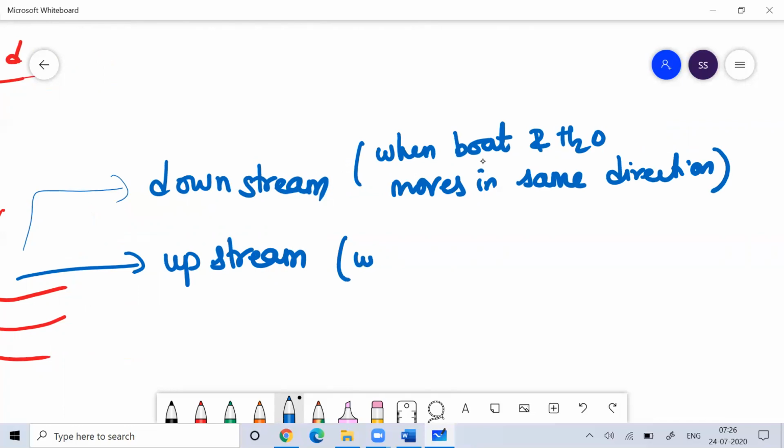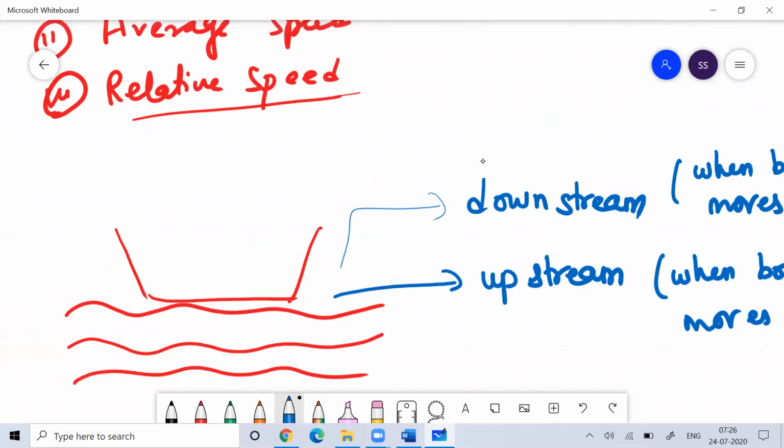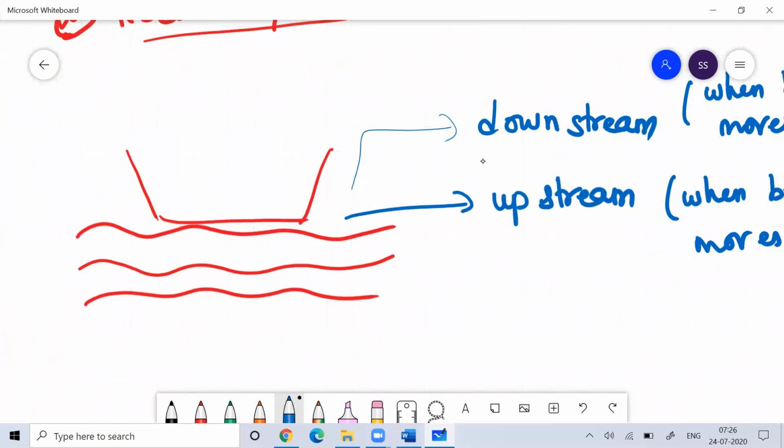While what is upstream? Upstream basically means when the boat and water move in opposite directions. Upstream means you are moving against the water, and downstream means you are moving with the water. I believe you have understood these two terms: one is called downstream and the other is called upstream.